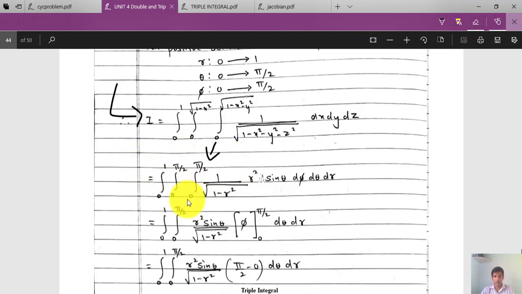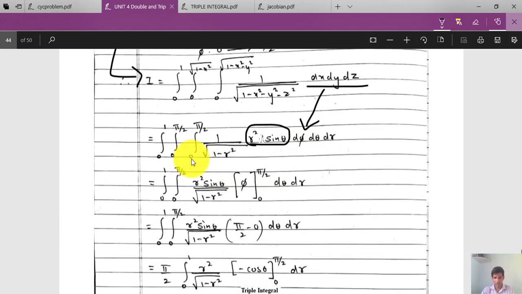Now here it is 1 divided by the square root of 1 minus x square minus y square minus z square, which is r square. And what is this dx dy dz? Under the transformation, this is its Jacobian, which we have already calculated, r square sine theta, so d phi d theta dr. First I am going to evaluate it with respect to d phi, keeping r constant and theta constant. So r square sine theta divided by the square root of 1 minus r square, over phi.